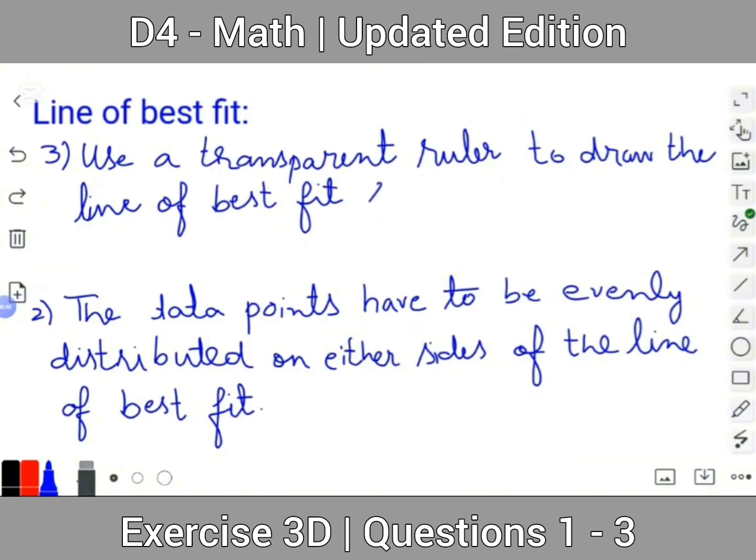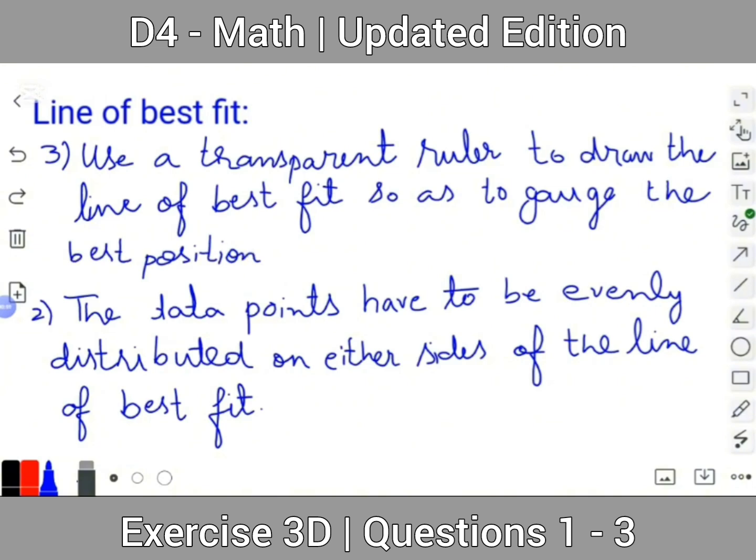So as to gauge the best position to fit the line.